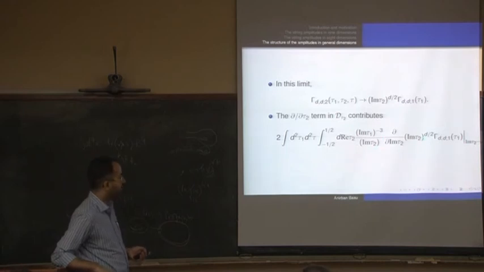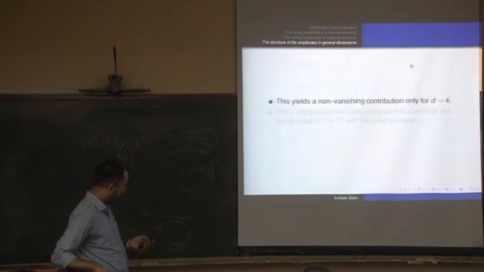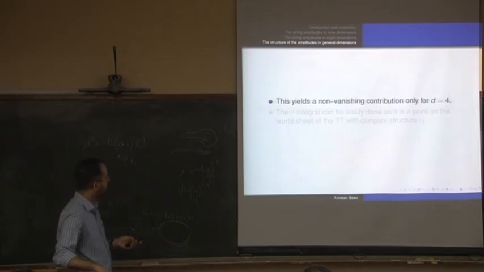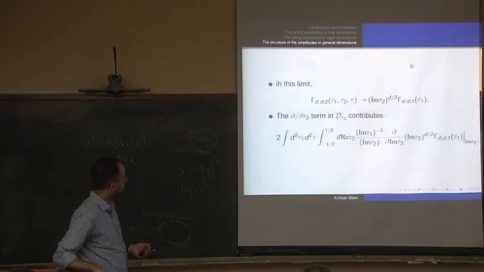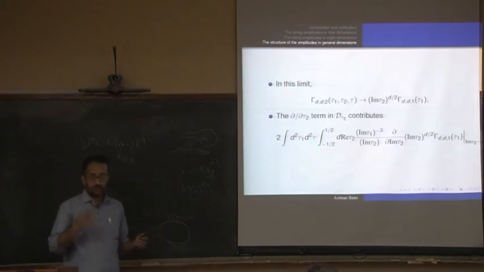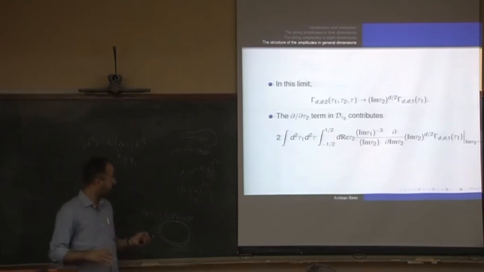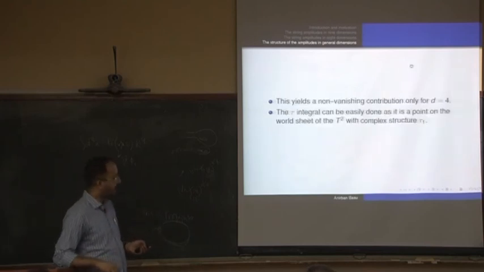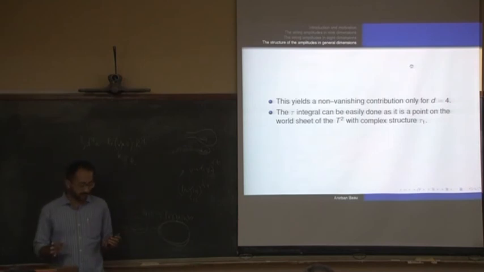So D must be 2. Excuse me, D must be 4. And then you do this integral, and it's non-vanishing only for D equals 4. So this part is gone. You have to do the integral over tau. And tau you can actually work out when you work out the constraints, based only on the fundamental domain of SP4Z. Tau actually turns out to be very nice. Tau has a very simple physical interpretation.